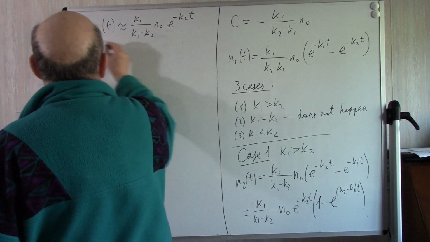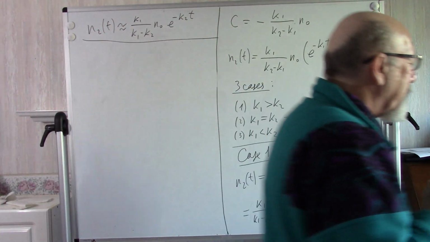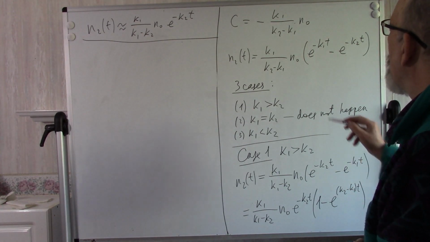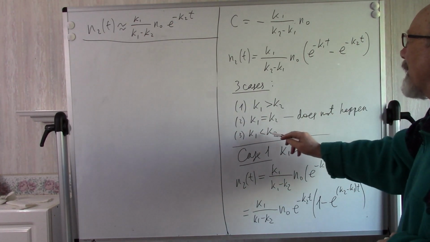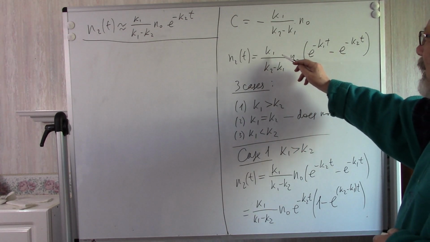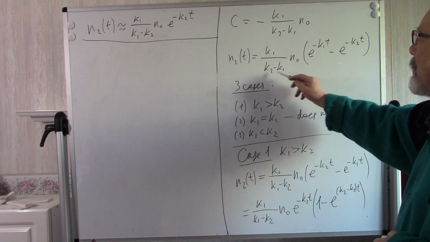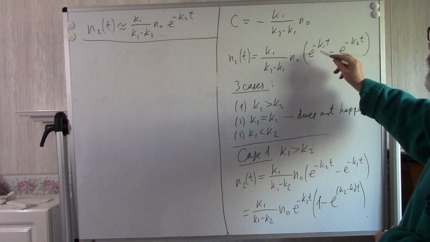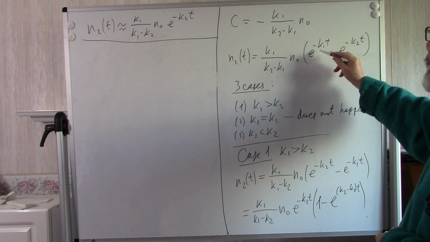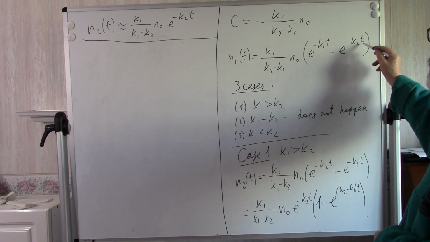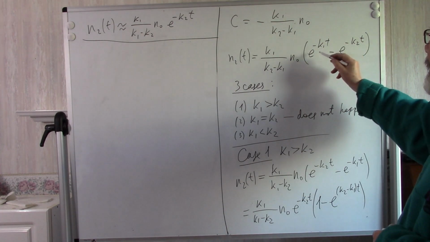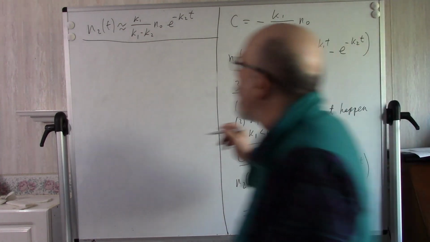So this is in the case 1. Let me leave this for some time and go to the case 3. In the case 3, you have this formula, K1 less than K2. Then K2 minus K1 is positive. Here this decreases, but this decreases faster because K2 is more than K1. And now let us divide by e to the minus K3t.